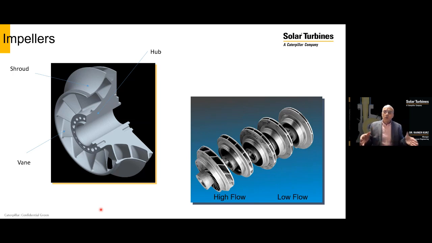Now, since we compress compressible gases, the actual volume of the gas from the inlet of the compressor to the discharge of the compressor is reduced because we compress the gas. So therefore, we start out with higher flow impellers, and then as we go through the compressor and the flow becomes smaller, we get to lower flow impellers.